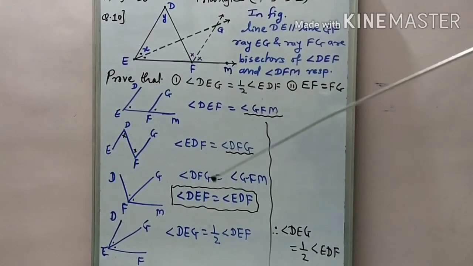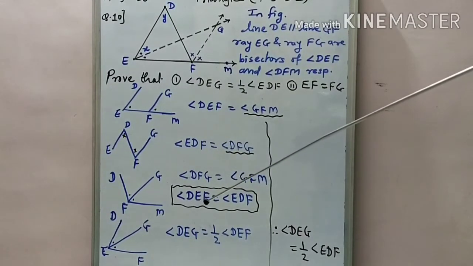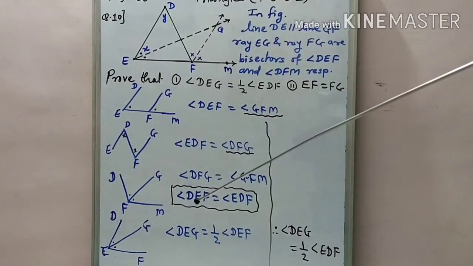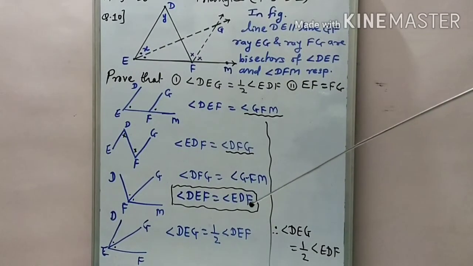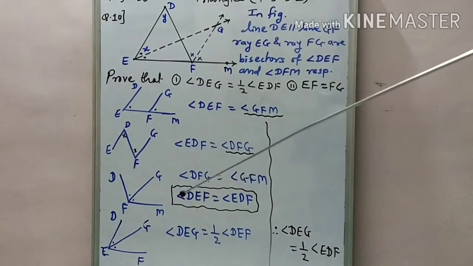Okay, so here we get EDF, which we compare with angle DEF. Okay, why are we taking angle DEF equal to EDF here? Because angle DEG is a part of angle DEF.